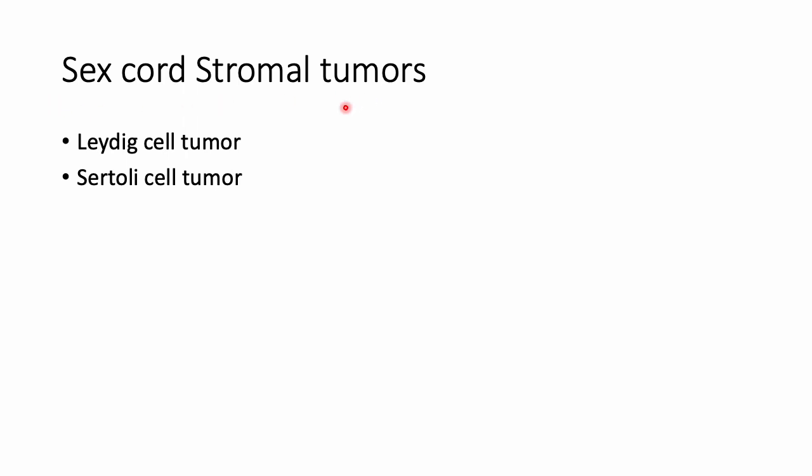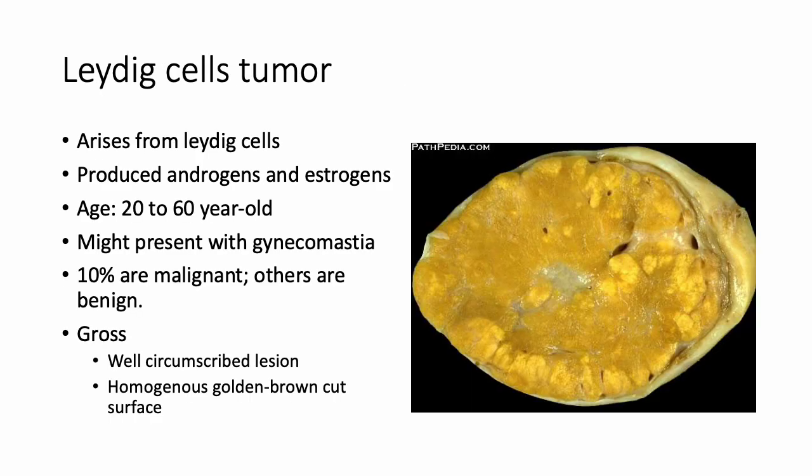Alright, for the sex cord stromal tumors, there are two that I would like to stress here: the Leydig and also Sertoli cell tumors. The Leydig cell tumor arises from the Leydig cells. The Leydig cells are supporting cells of the testes, apart from the main tissue that produces spermatozoa. It produces androgen and also estrogen, but the majority is androgens. That's why it is present in the testes.